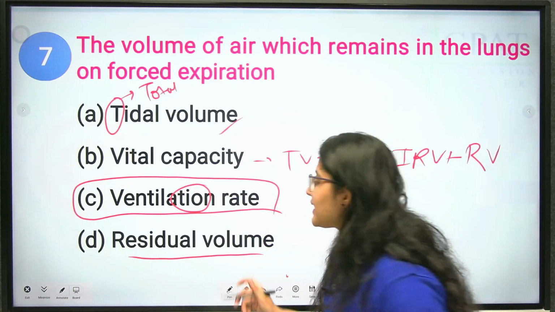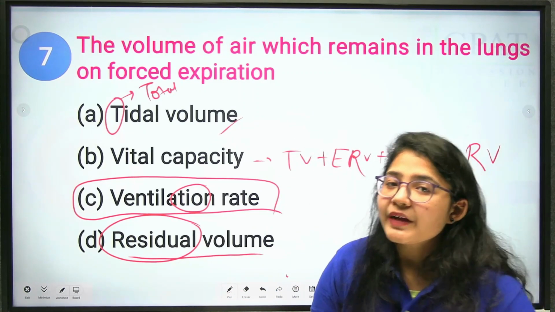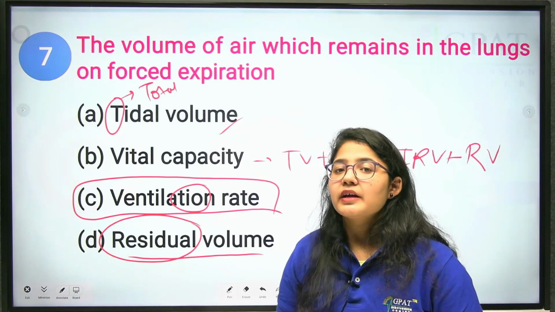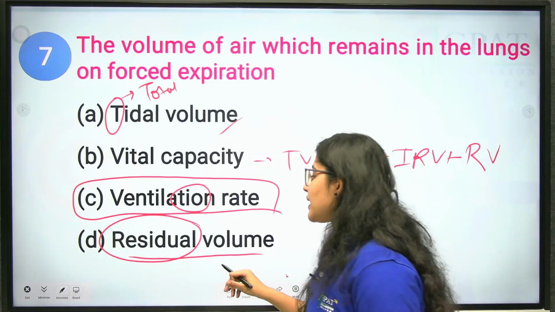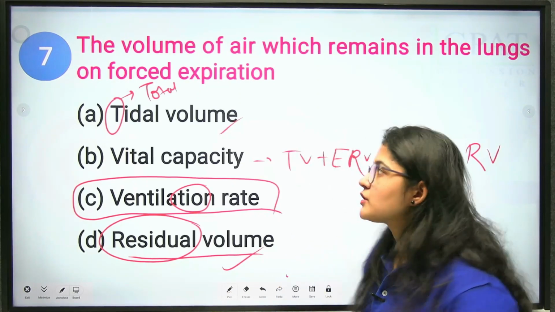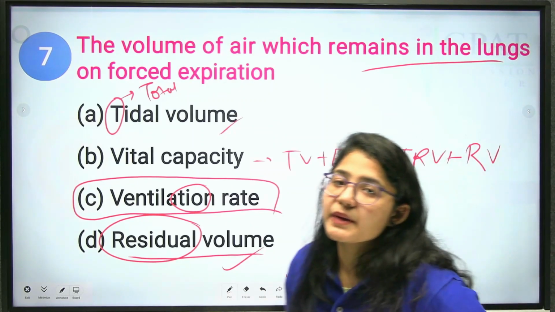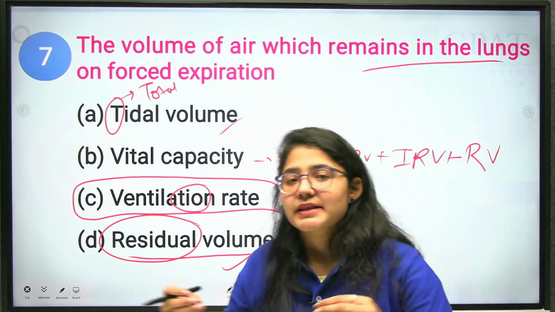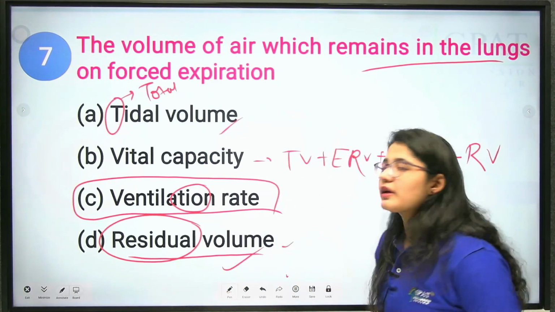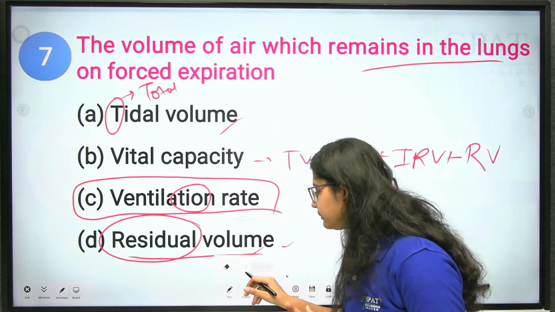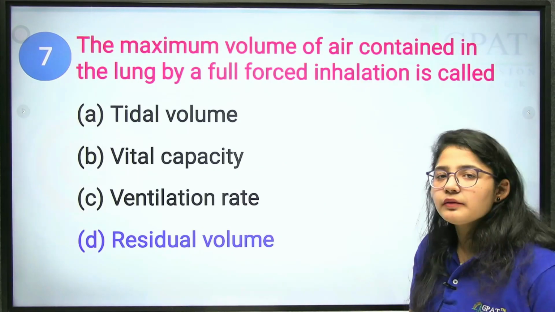Next is the residual volume. As the word suggests, residual means the leftover part. The amount of air left after the forceful expulsion of your oxygen or CO2 is known as the residual volume. So the question is, the volume of air which remains in the lungs after a forced expiration, means after expelling the maximum amount of CO2, the leftover gas in your lungs is your residual volume. Clear? Understood? Okay. So the correct answer is residual volume.